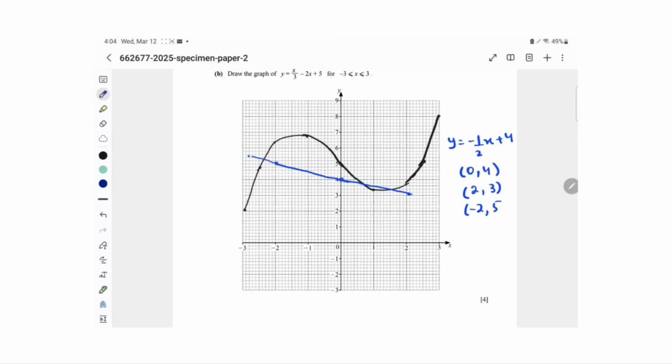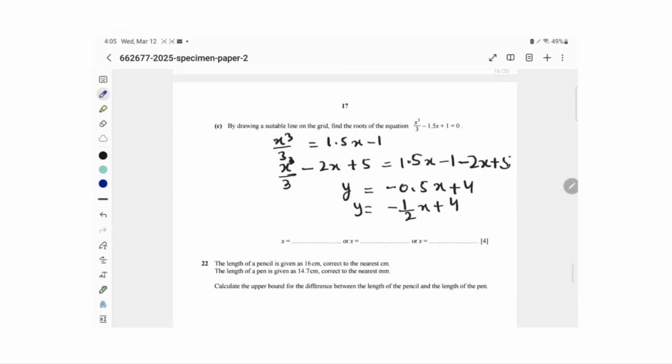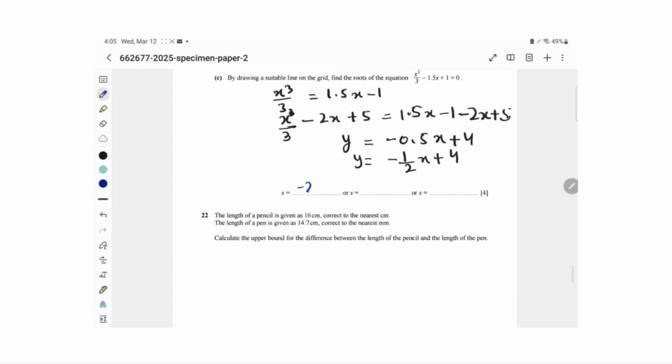Okay. Now the points of intersection are 0.6, and then you have 1.5, and you have minus 2.4. I think minus 2.4 is correct. Minus 2.4, 0.6 and 1.5.